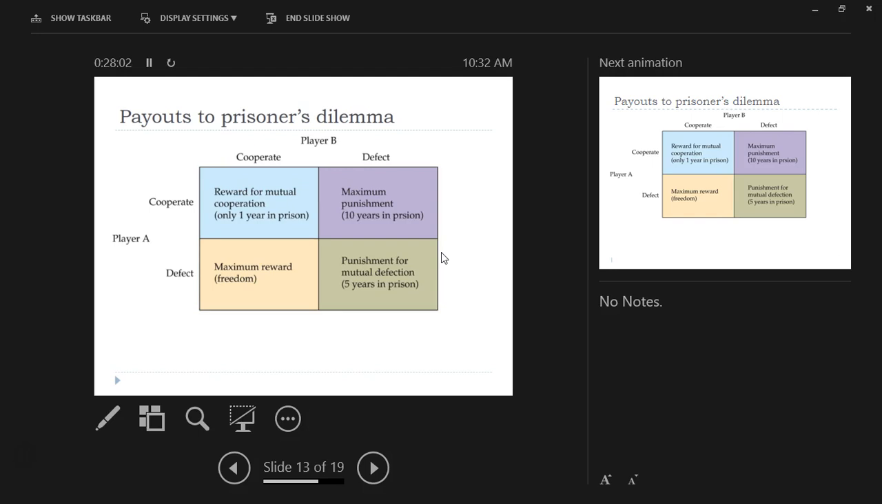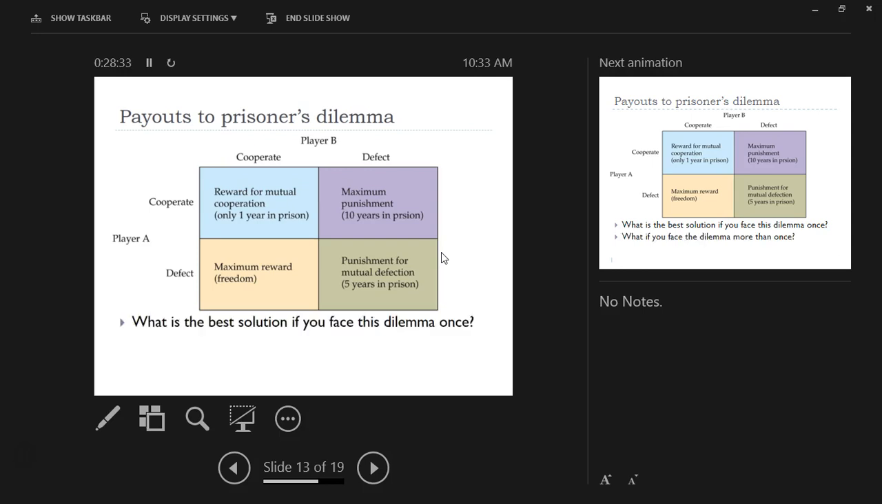So the question is, what should you do? This is your scenario. What is your best decision in terms of what you should do, given that you don't know what your partner is going to do? You have to deal with that uncertainty in this setup. And it's frustrating because, if you defect, that's your best possible reward, but there's also a pretty bad punishment there. So what do you do? What do you think?